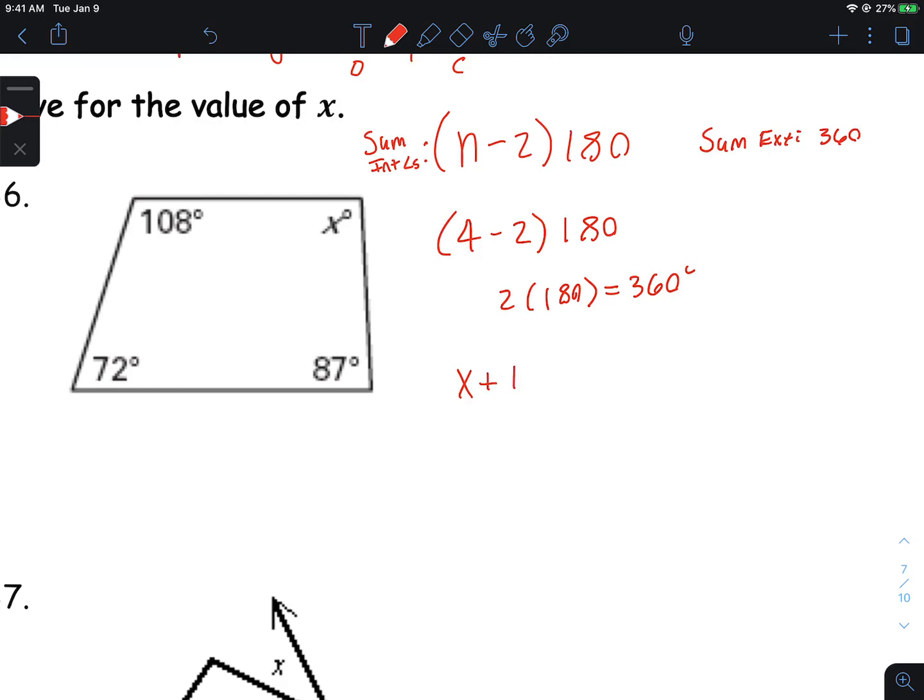I'm going to write it out algebraically like this so you see where everything comes from. X plus 108 plus 72 plus 87, and those theoretically add to 360. So I'm going to add up the 108, 72, and 87. That comes out to X plus 267 equals 360. And then I'm going to subtract 267, and X is 93.